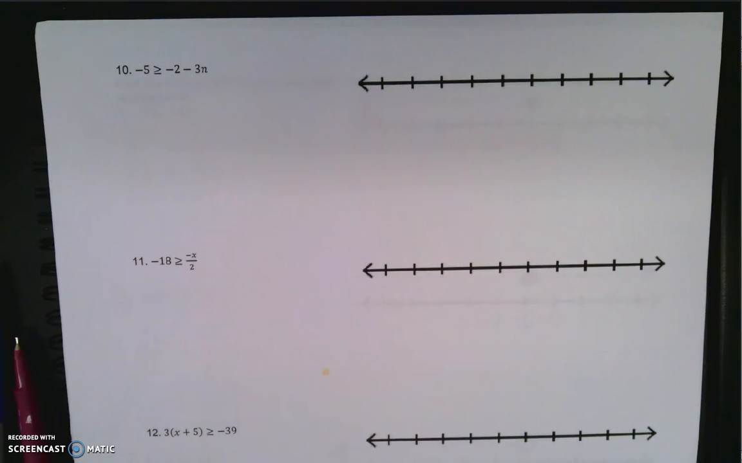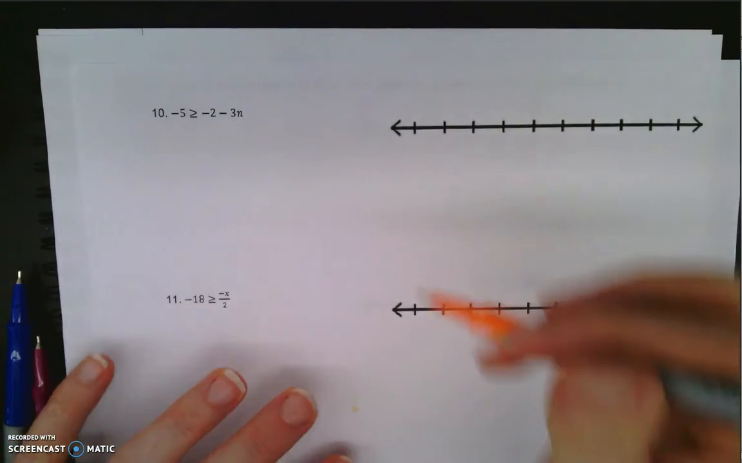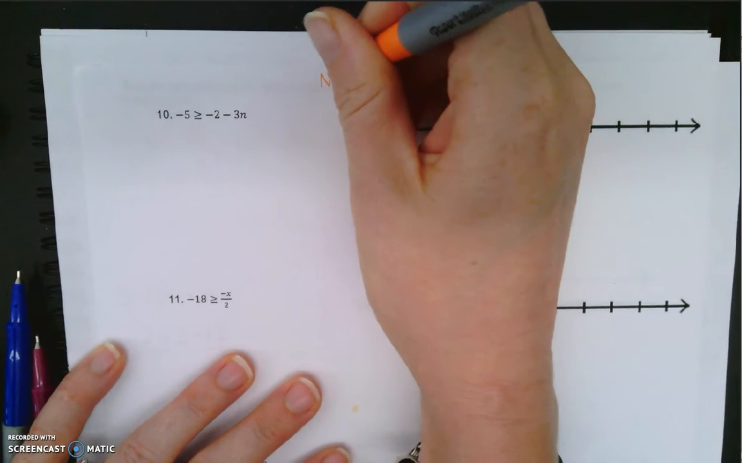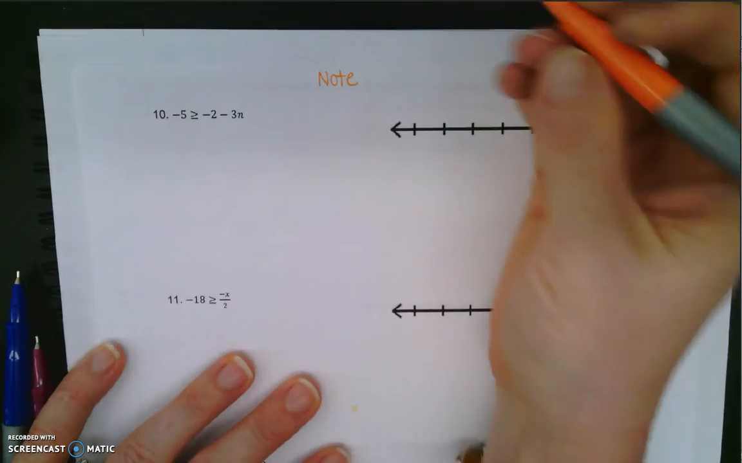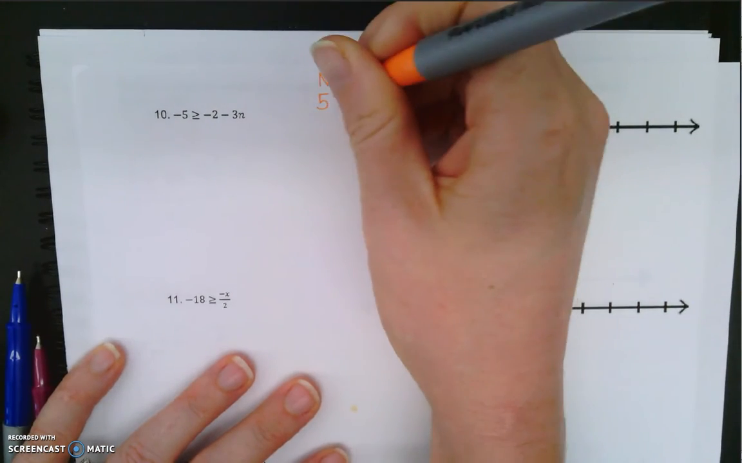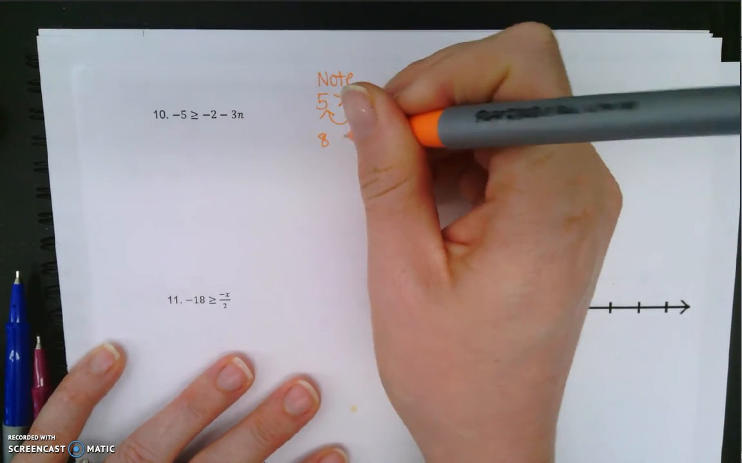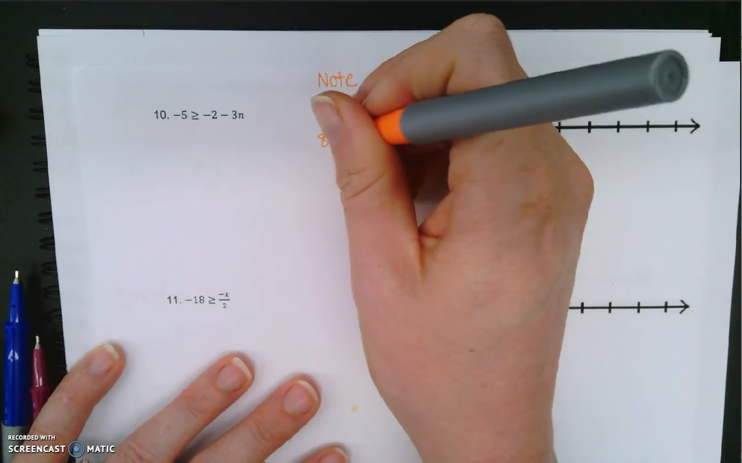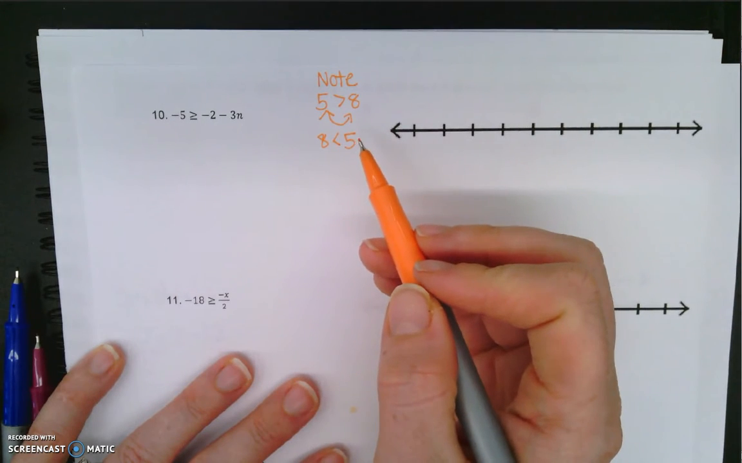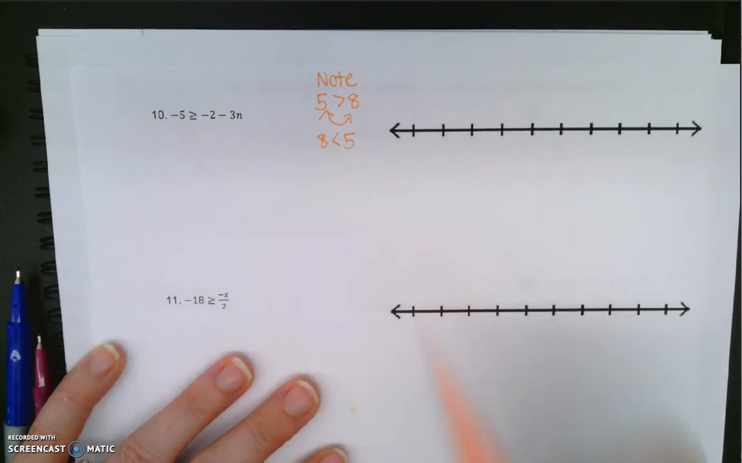Awesome. So we're going to be finishing through 13 on this page. And what I want to remind you is that if your variable's not in front, we have to flip the sides and flip our symbol. So we'll make a little note. If you had 5 is greater than 8, and I switched the sides and I had 8 and 5, I have to flip the symbol because now I have that 8 is less than 5.